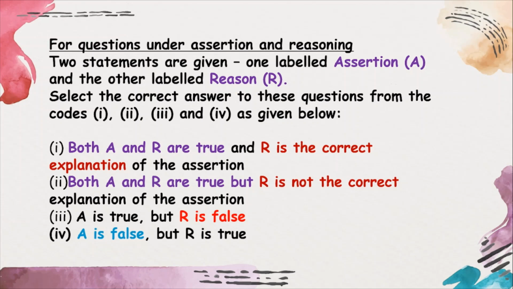Same way, if the reason is true, when you check, you will come to know the reason is true, then you have to check the assertion. If the assertion is false, you go for option 4. If the assertion is true, then try to find the relation between these two, assertion and reason. If the relation is available, option A. If it is not there, there is no relation, then go for option B. That is the second option. So the very shortcut is first check the reason.